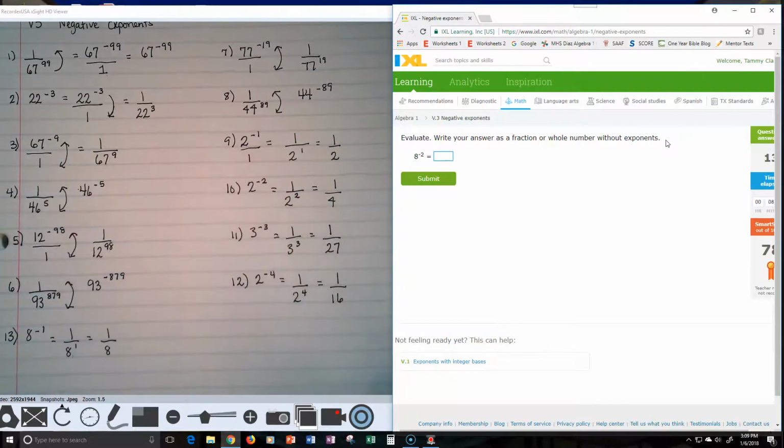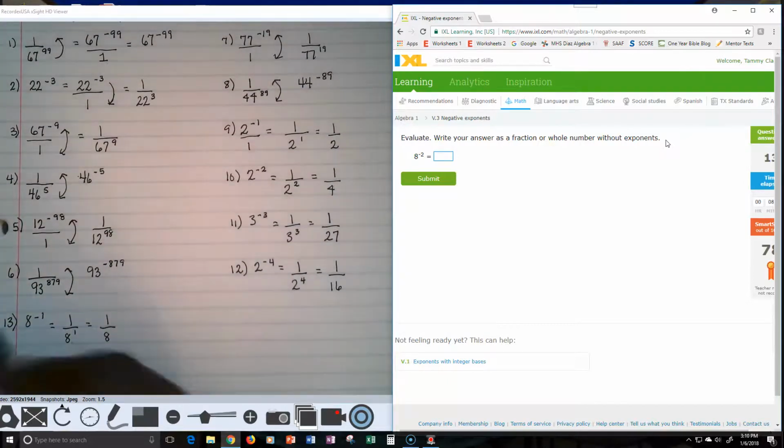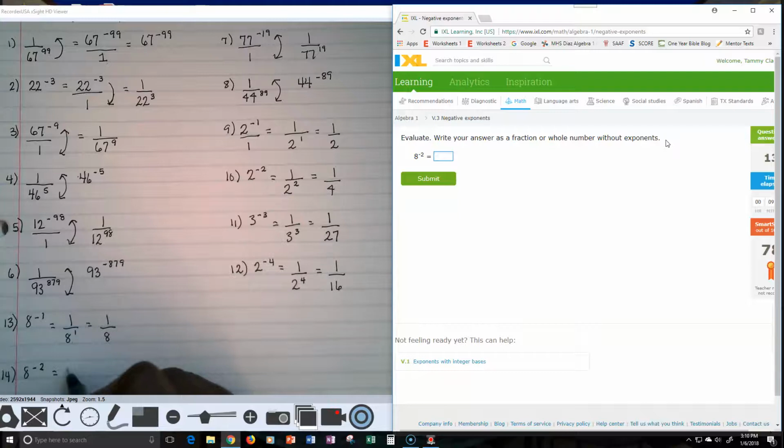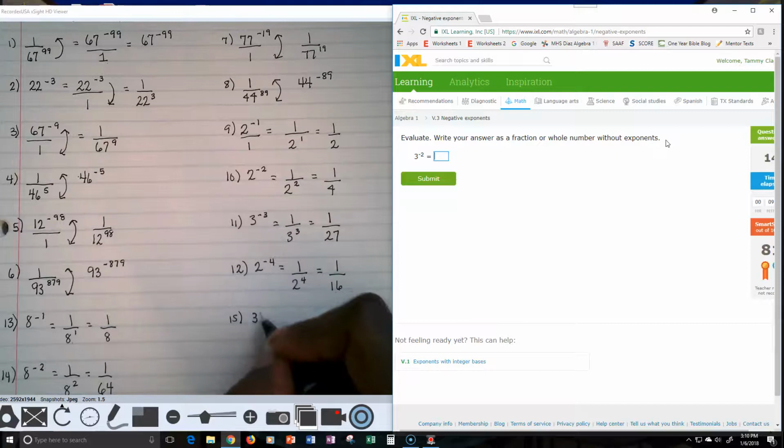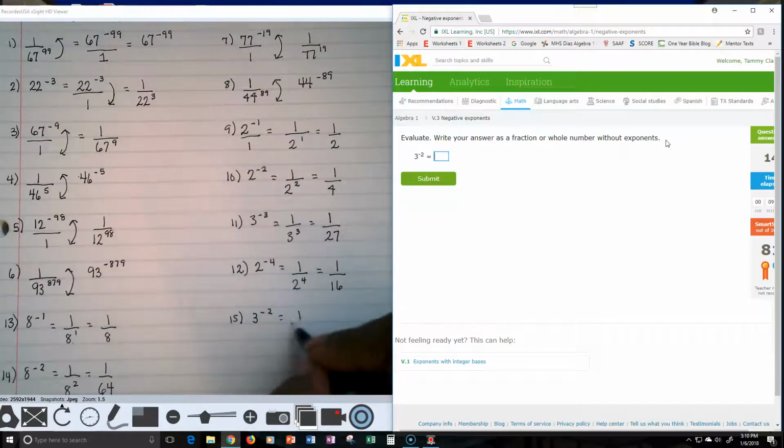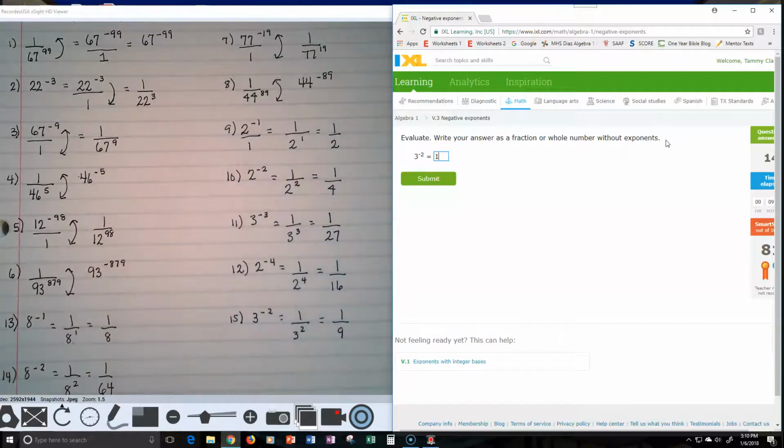14, let's see if I can scoot a few more in here. 14 would be 8 to the negative 2nd power. Flip it over, so we've got 8 to the 2nd power, and that gives us 1 over 64. We have 15 here. 3 to the negative 2nd power is equal to 1 over 3 to the 2nd power. So that's 1 over 9.